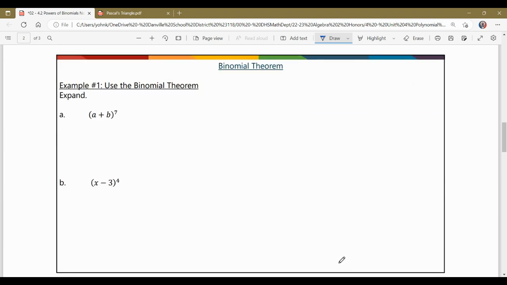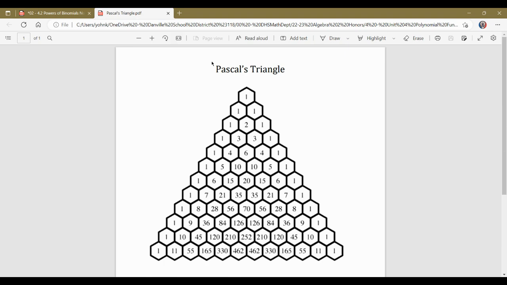So for instance, letter A, (A plus B) to the seventh power. Well, I could take A plus B and do (A plus B) times (A plus B) times (A plus B), and I could do 7 of those, and that would take forever. So what we do is we have a little trick that we get to do. The first thing we need to do is look on row 7 of the Pascal triangle. And I'm going to pull up a bigger one. Pascal's triangle row 7 is right here.